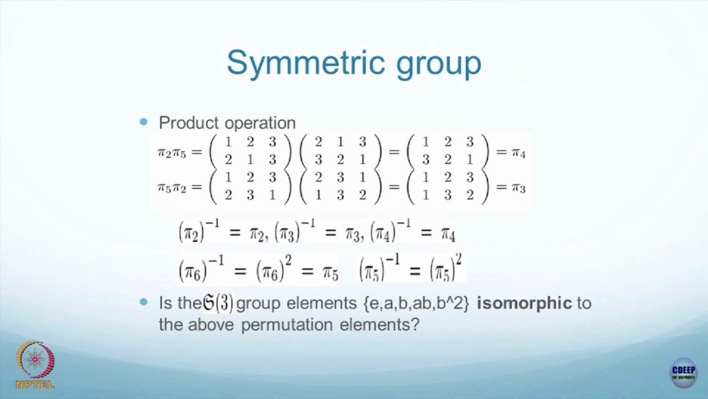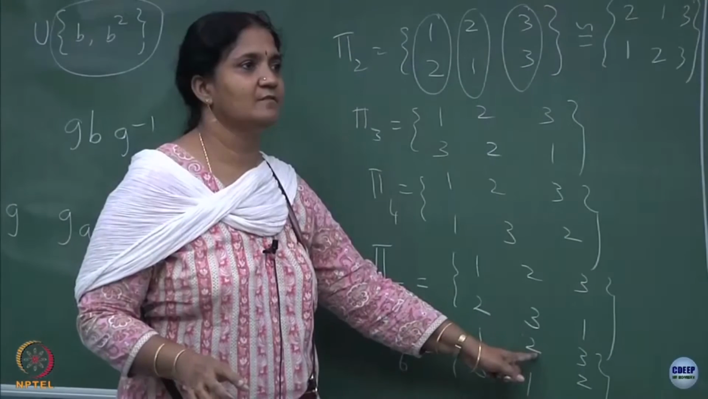This also I have stressed already, pi 2 is an order 2 element, and similarly you can show that any 2 particle exchange, 2 object exchange alone, these 2 are involving all the 3 objects.